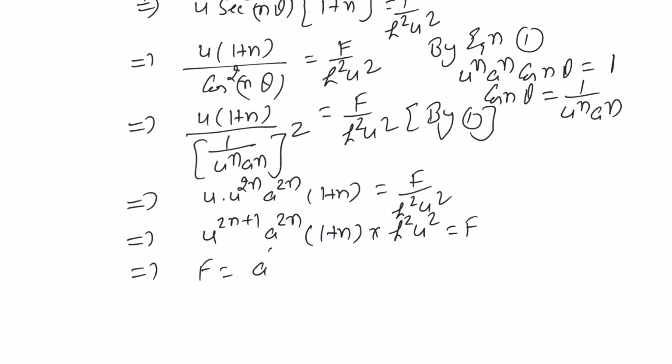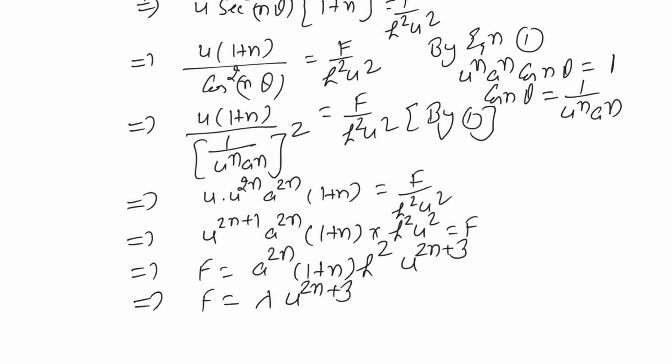This implies f is equal to a raised to the power 2n 1 plus n h square u raised to the power 2n plus 3, because this is 2n plus 1 and this is 2, so it will be 2n plus 3. And this a is constant, 1 plus n is constant, h is constant, so this whole is written as a constant lambda. This implies that f is equal to lambda u raised to the power 2n plus 3.